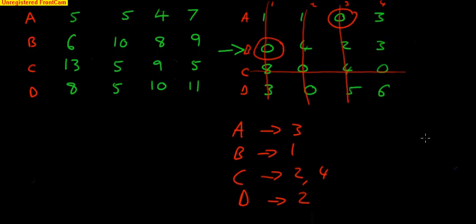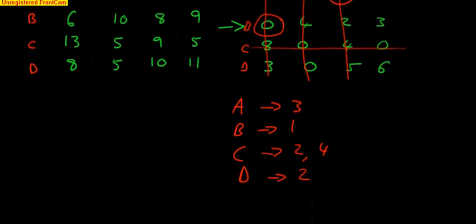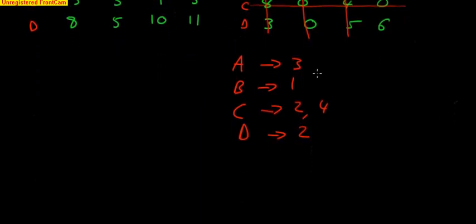So it's pretty clear what's going to happen here. A is going to do 3, B is going to do 1, C can do 2 or 4, and D can only do 2. So D of course will do 2, and C will do 4.